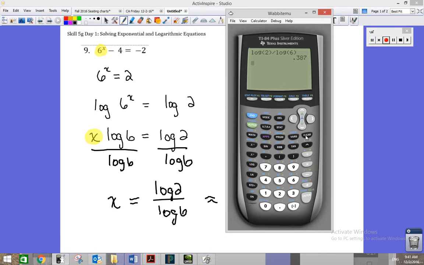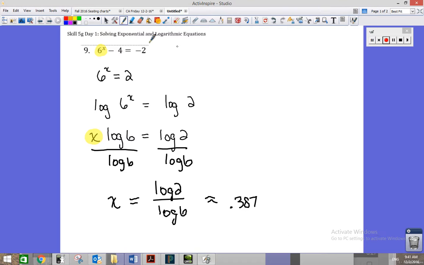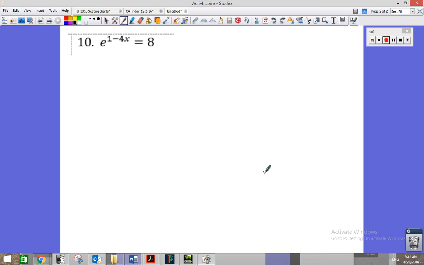So I claim that if we have 6 raised to the 0.387 power minus 4, because of round off error I'm not going to get exactly -2, but I'm going to get something pretty darn close. So here I've got something that's almost -2, so it checks. Let's take a look at the next problem.